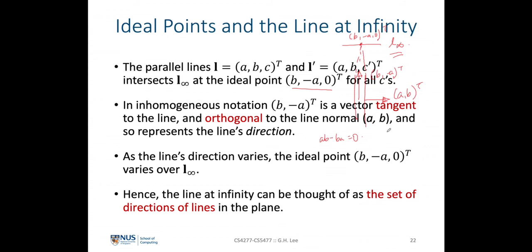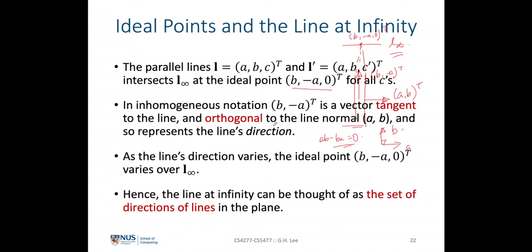And I have said earlier that the dot product of any two orthogonal vectors is going to end up to be 0, which indeed verifies that these two are the tangent to the line as well as the normal to the line.